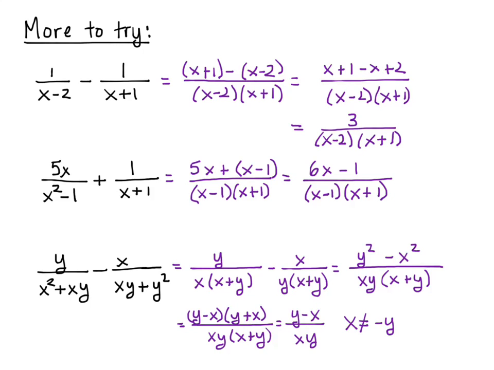How did you get the y squared minus x squared? This one here? Yeah. Because what I'm doing is, in order to get this denominator, it's just x times x plus y, so I have to multiply this times y over y to get xy times x plus y. And then on this one, I have to multiply it by x over x. Okay. And since this is negative, I have y squared minus x squared. Okay. And since that's the difference of squares, we go for it.